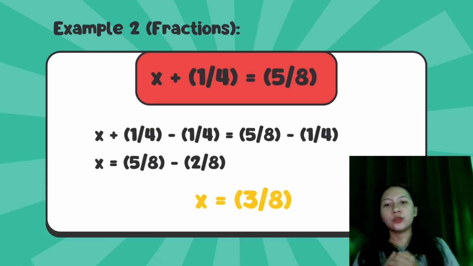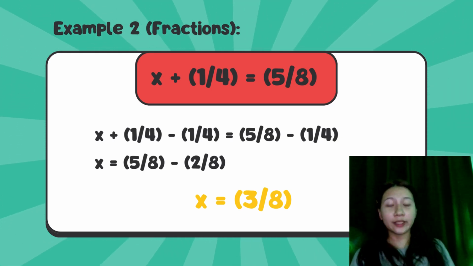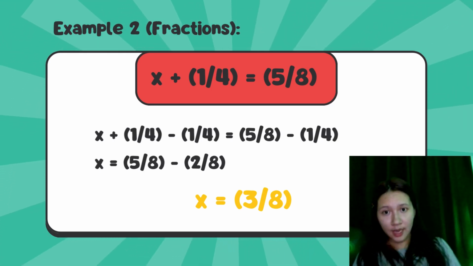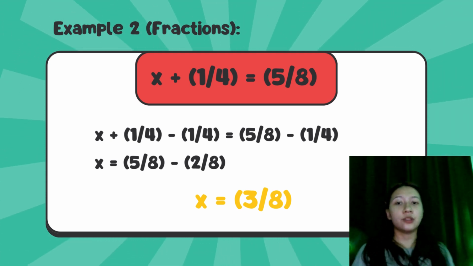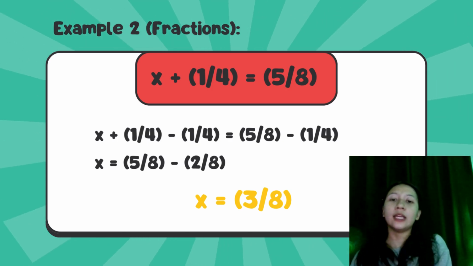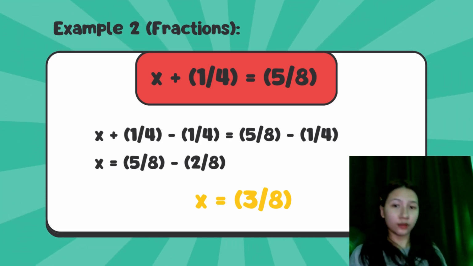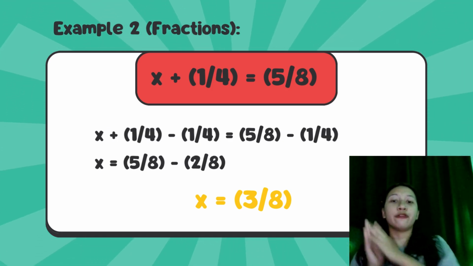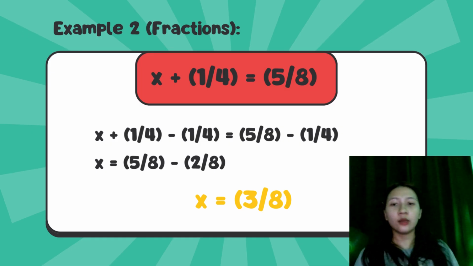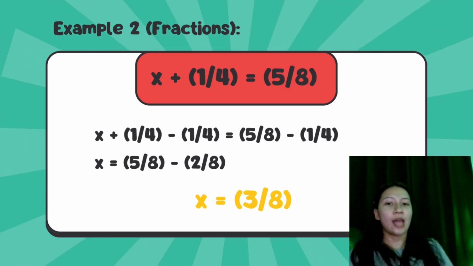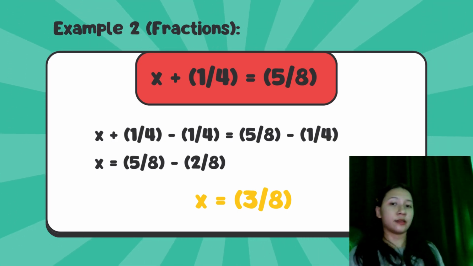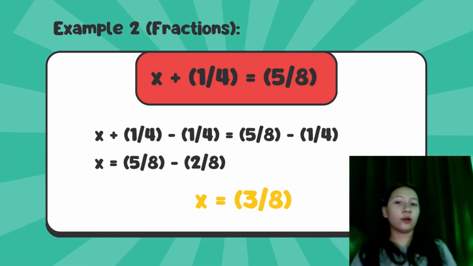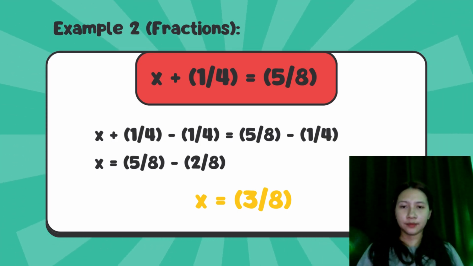The 1/4 and 1/4 cancel out, and the remaining is 5/8 minus 2/8. 5 minus 2 equals 3, and we copy the denominator. So we have x equals 3/8.